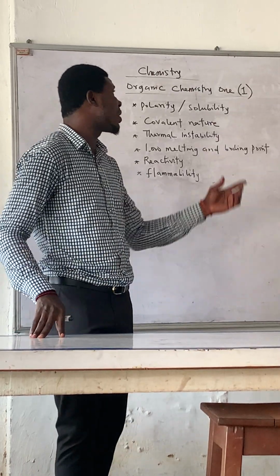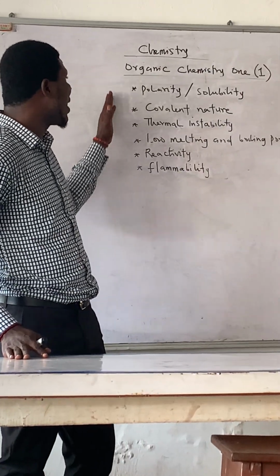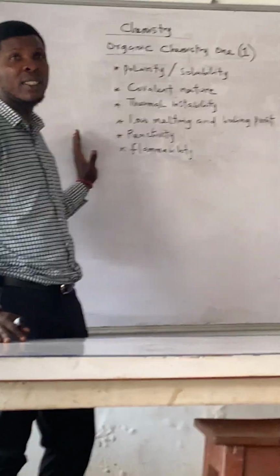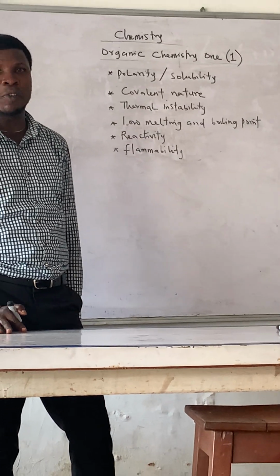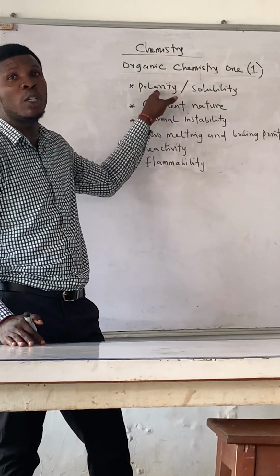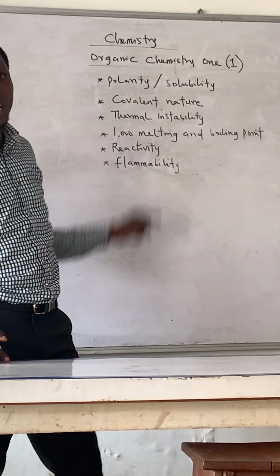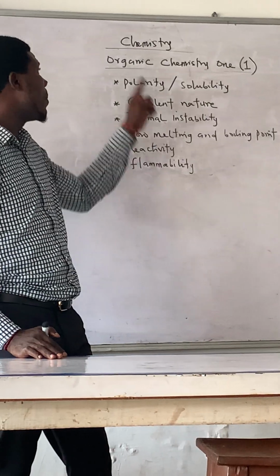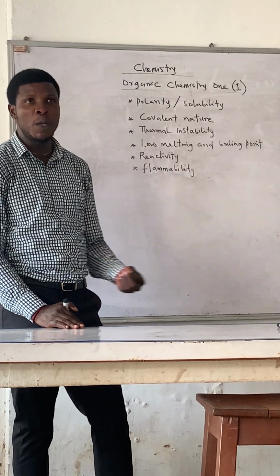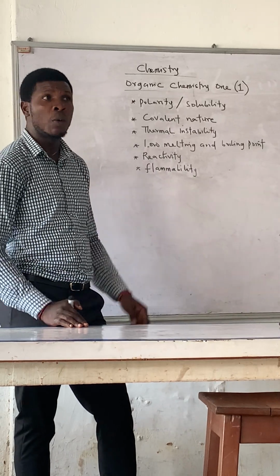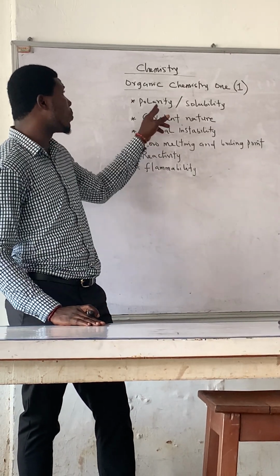Now, if you look at the board, you'll see that I've already drafted out about 6 important properties of organic compounds of carbon. One of the first properties we are seeing on the board is polarity/solubility. I repeat, polarity/solubility. Now, what is polarity? How do we explain polarity/solubility? We don't really have much to say under this.